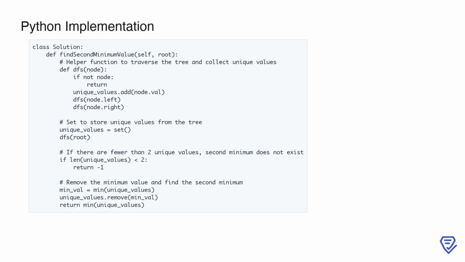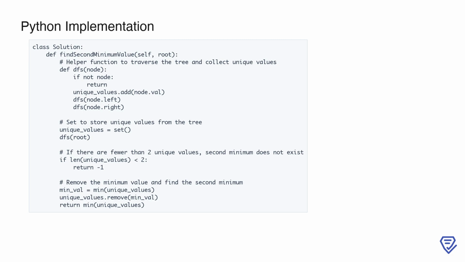After the traversal, the code checks if the number of unique values is less than 2. If so, it means there is no second distinct value, and the function returns -1. Otherwise, the smallest value in the set is identified and removed. The second smallest value is then determined by finding the minimum of the remaining values in the unique_values set.